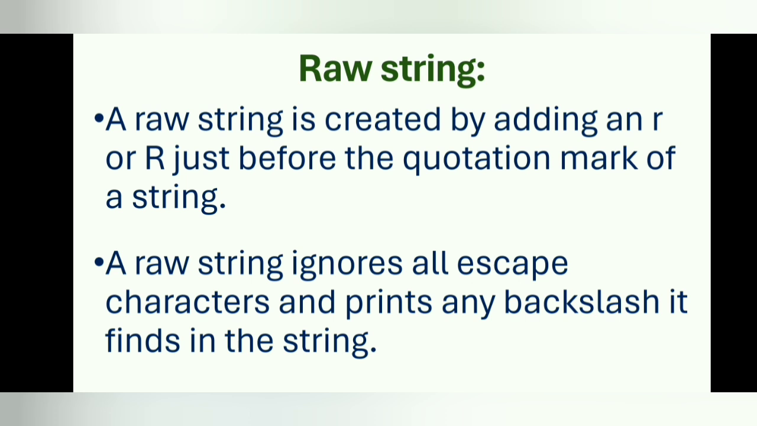Raw string. A raw string is created by adding an R just before the quotation mark of a string. The R may be in upper or lower case. A raw string ignores all escape characters and prints any backslash it finds in the string.